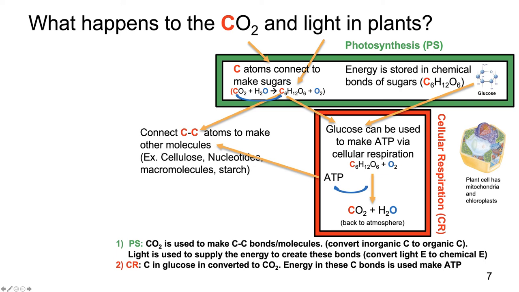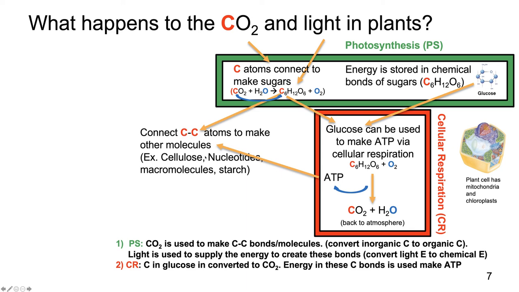So we can have things like cellulose. This is a polysaccharide that's carbon-based. You can have things like nucleotides, like DNA and RNA, that are made up of nucleic acids that are also carbon-based molecules. You can have other macromolecules like starch, another polysaccharide that's very important in plants. And so the point here is all of these macromolecules are carbon-based.